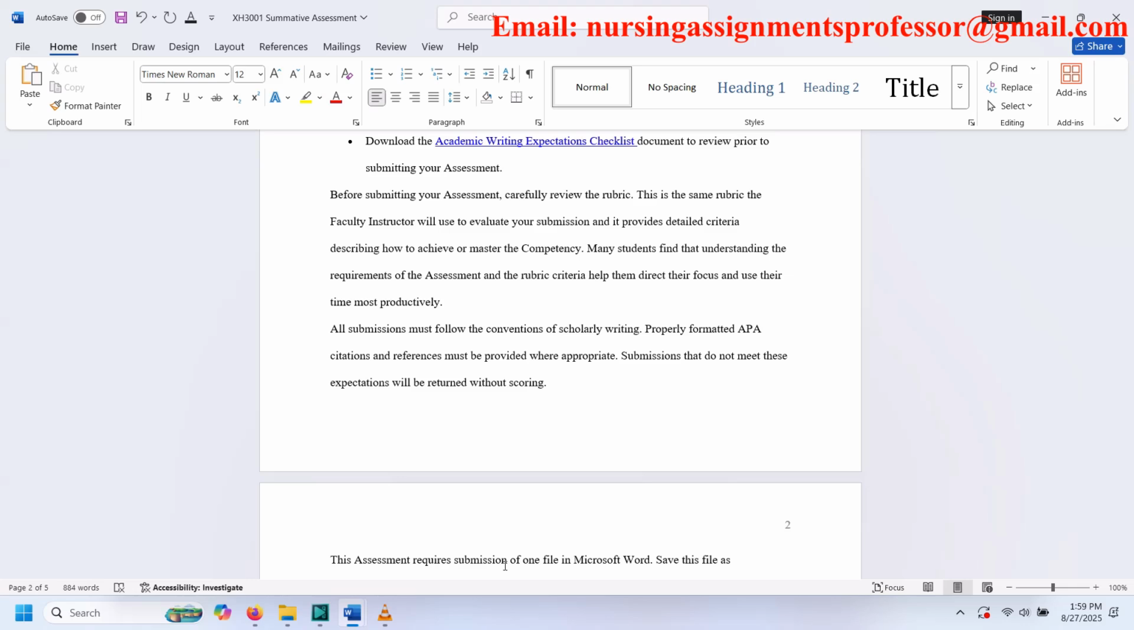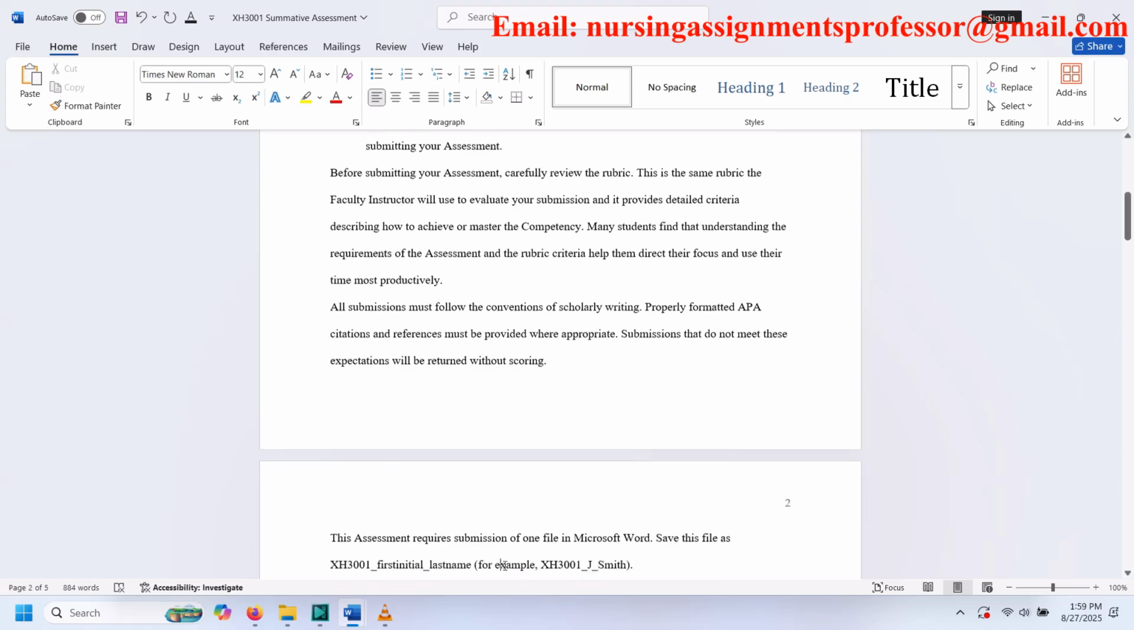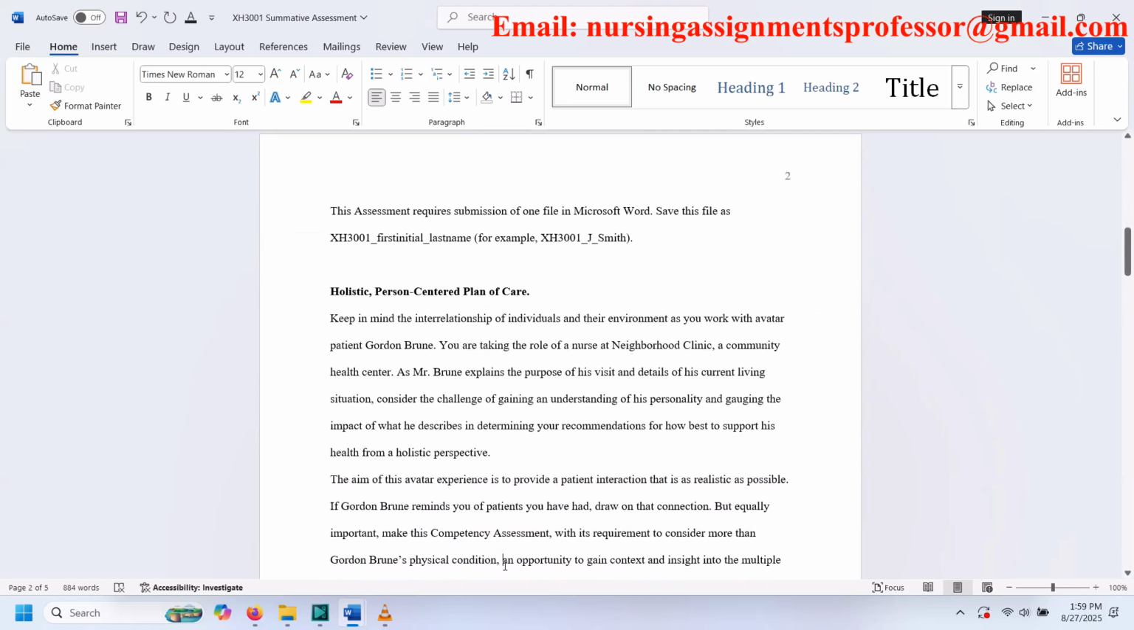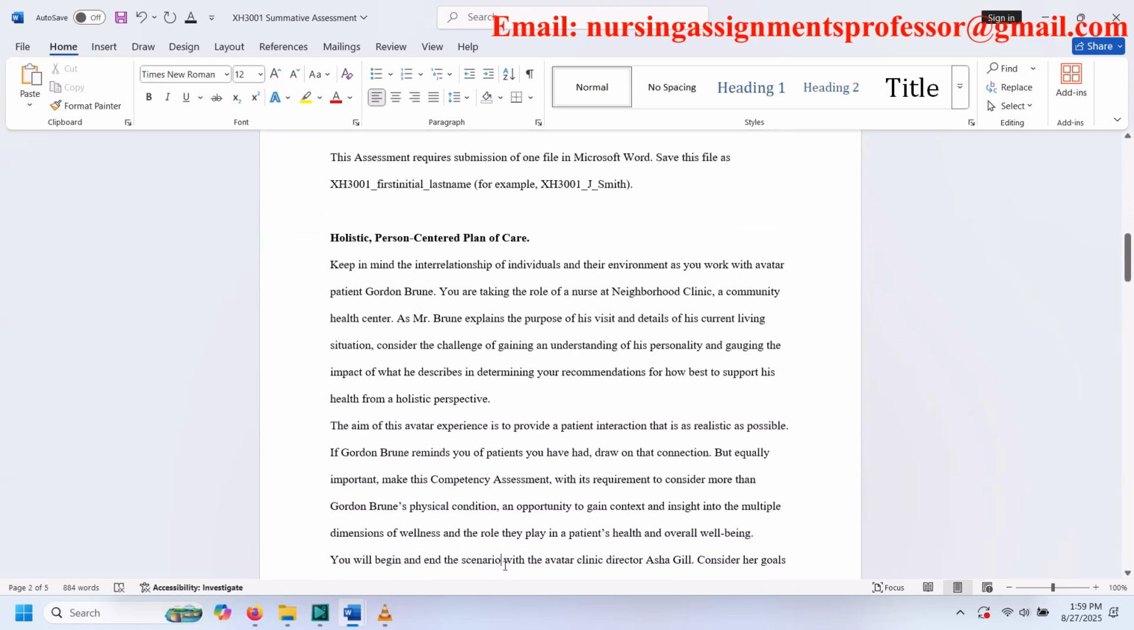All submissions must follow the conventions of scholarly writing. Properly formatted APA citations and references must be provided where appropriate. Submissions that do not meet these expectations will be returned without scoring. This assessment requires submission of one file in Microsoft Word. Save this file as XH3001 first initial last name, Holistic, person-centered plan of care.